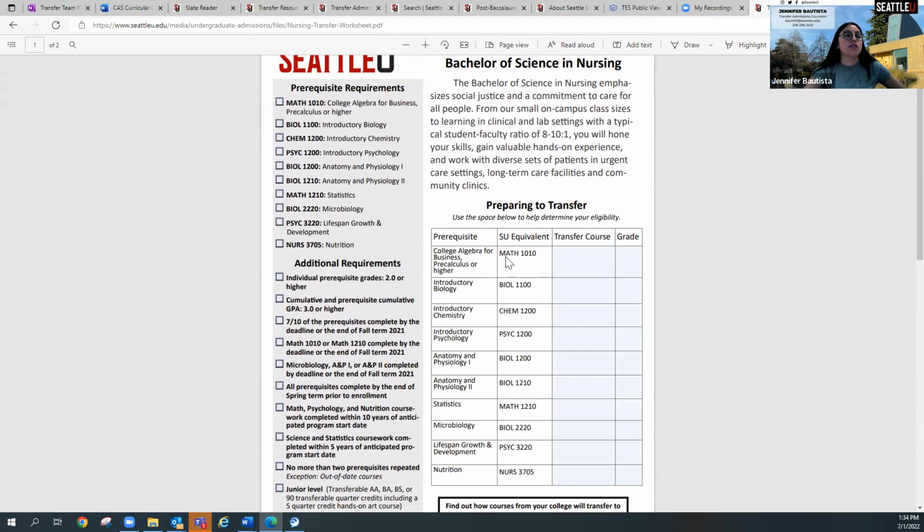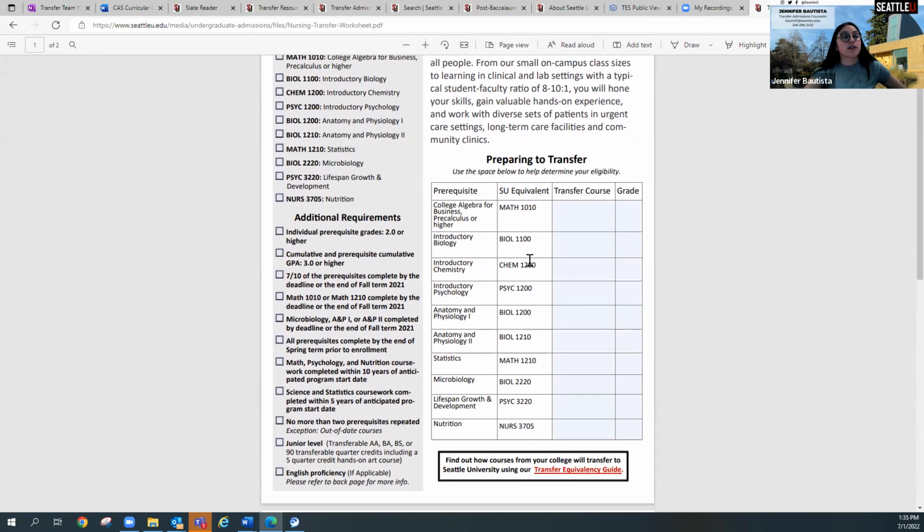Like I mentioned, this preparing to transfer table is really helpful because you can actually fill it in. Let's say Math 1010, Math 115, and then what you earned, maybe a 3.5 or something, right? These are fillable. This is a great resource for students to keep track of everything.